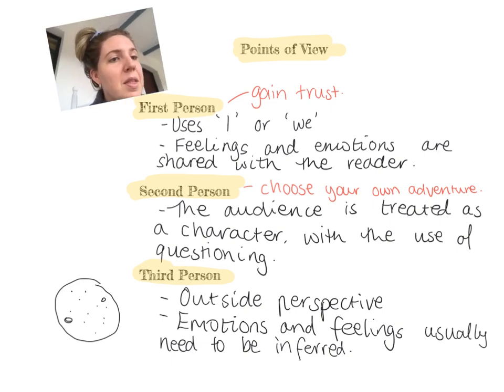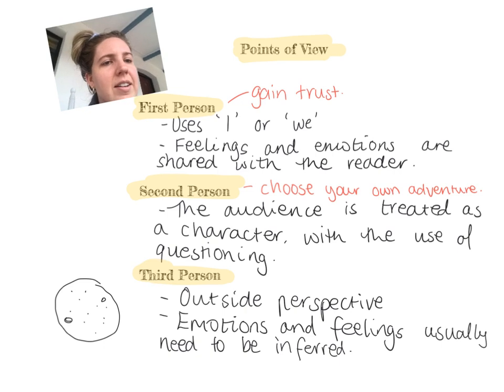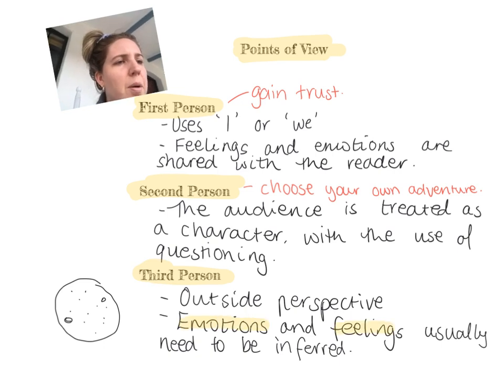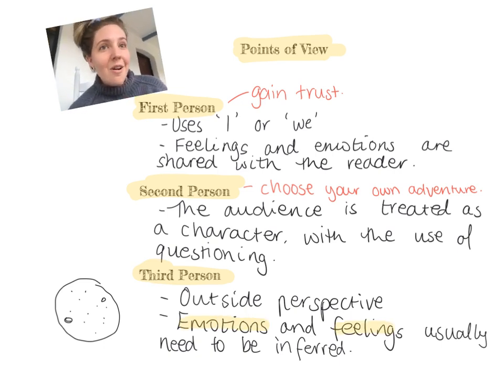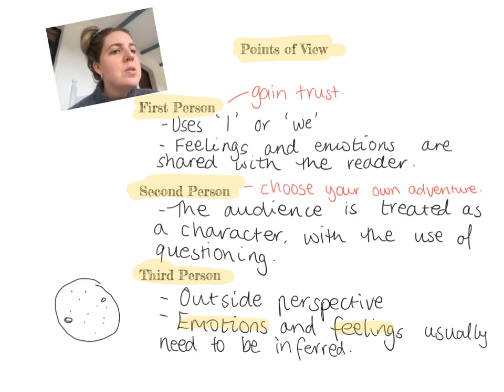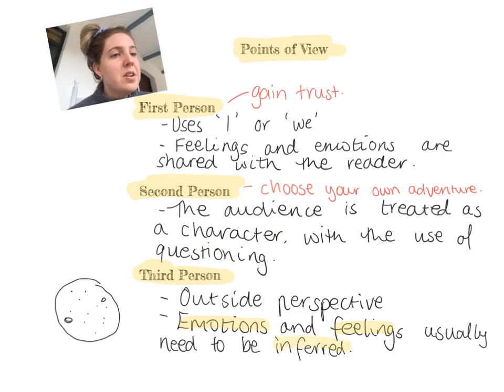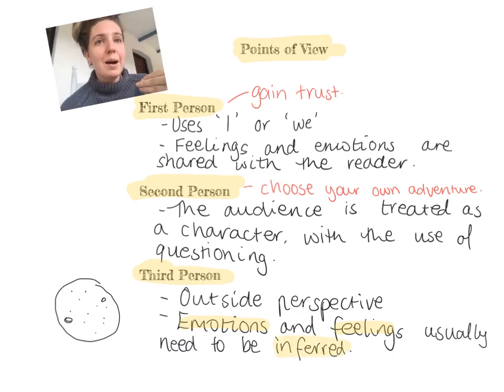Now, the problem with third person is that emotions and sort of feelings of other characters aren't really described very well because they don't really know how the persons are feeling. They're just watching from the outside. And so usually these sort of feelings need to be inferred. And inferred means we have to come to our own conclusions based on what we see.